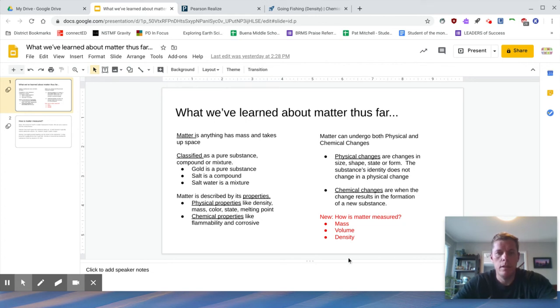Good morning, everybody. Before I go over what day 43's assignment is going to be, I just want to take a few minutes here to just review what we've gone over so far. So going back a few weeks ago, we started our unit on matter.